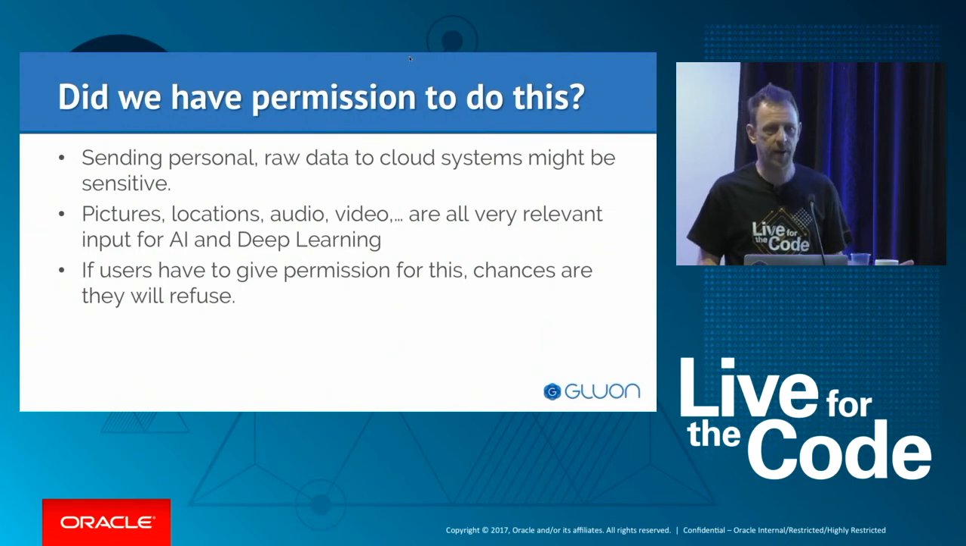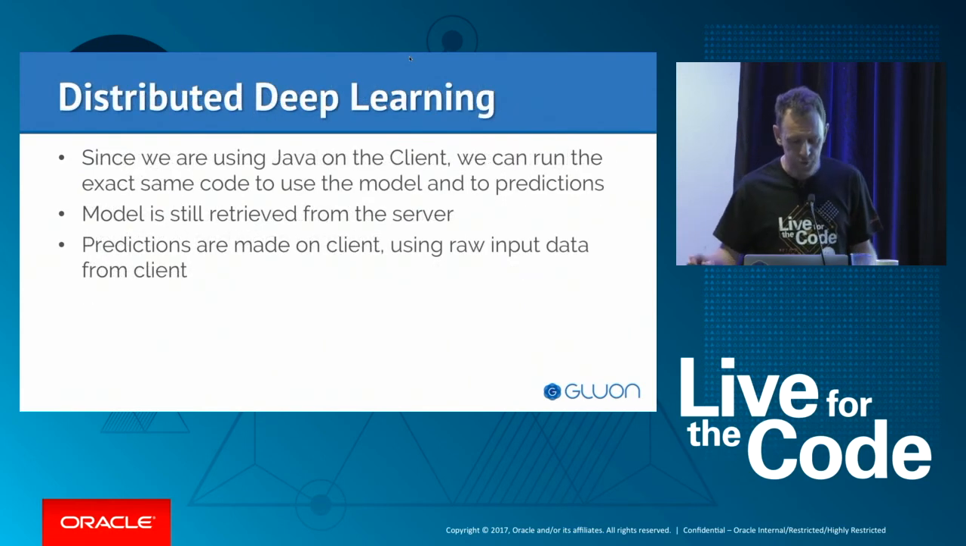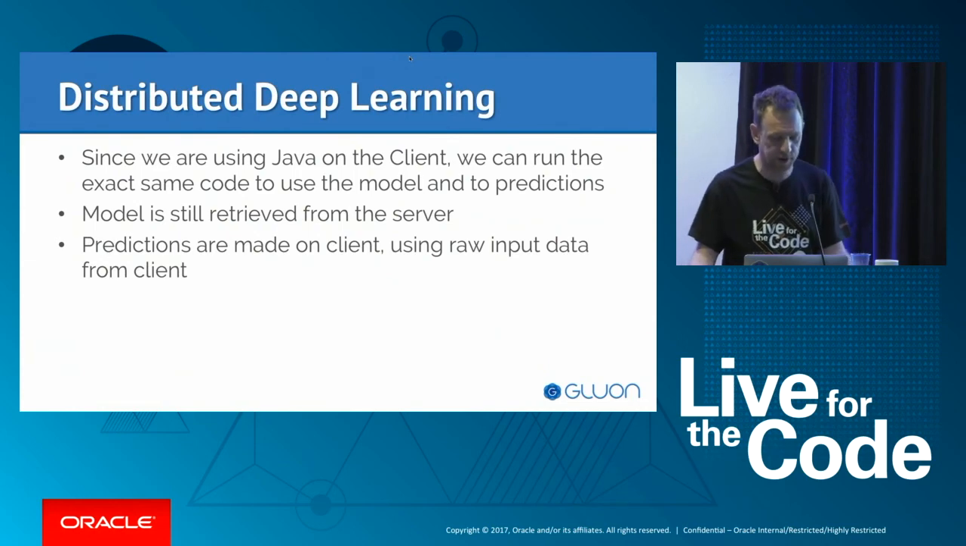Another example is self-driving cars, autonomous cars. They often send scenery or pictures and video footage to the cloud systems. But that actually means, and you give permission for that, that people over there in the cloud know where you have been and what you're doing. So that might become scary. So the solution for this is distributed deep learning.